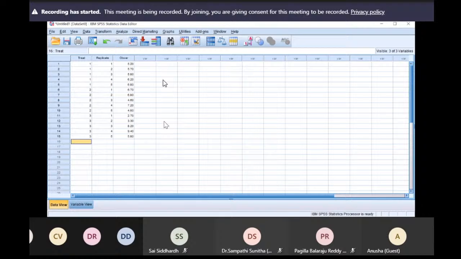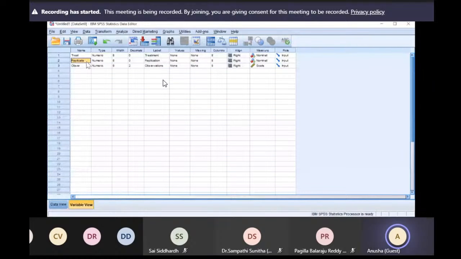The only difference between one-way and two-way is that in one-way, replications may be unequal for the treatments, but whereas in two-way it must be equal. That is the only major difference. And there is another thing we are calling, instead of replication, it is also called blocking. So in the variable view you call it block. Most of them are not calling it replication, they are calling it block.